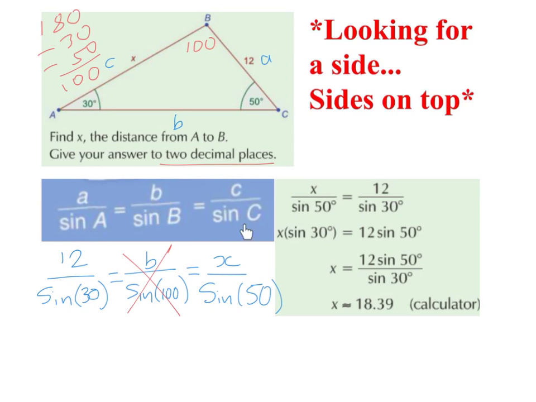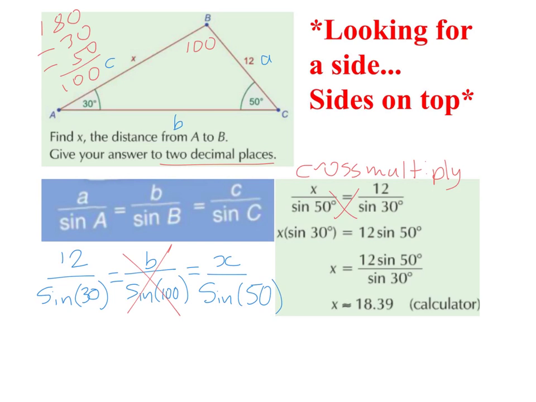So we have x over sine 50 is here, and that's equal to 12 over sine 30. Now it doesn't matter which way around you have these, so this could have come first, this could have come second. Okay, so now we want to solve for x. So we want to get the x on its own, so we're going to cross multiply. So it's going to be x multiplied by sine of 30 degrees, so we get x sine 30 degrees, is equal to 12 multiplied by sine of 50 degrees, so 12 sine 50 degrees.